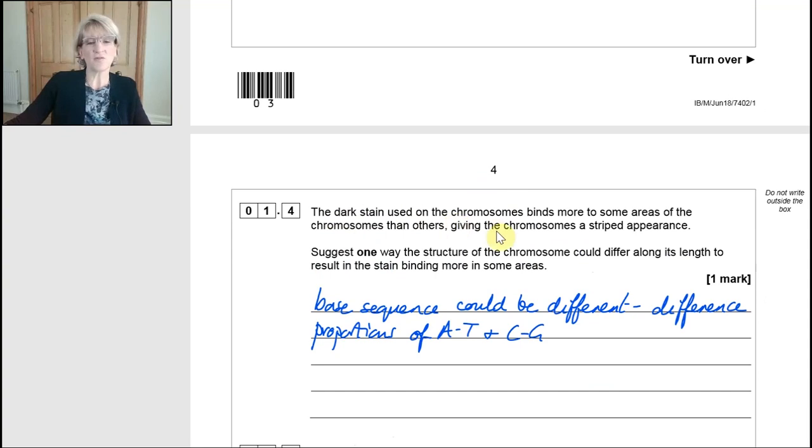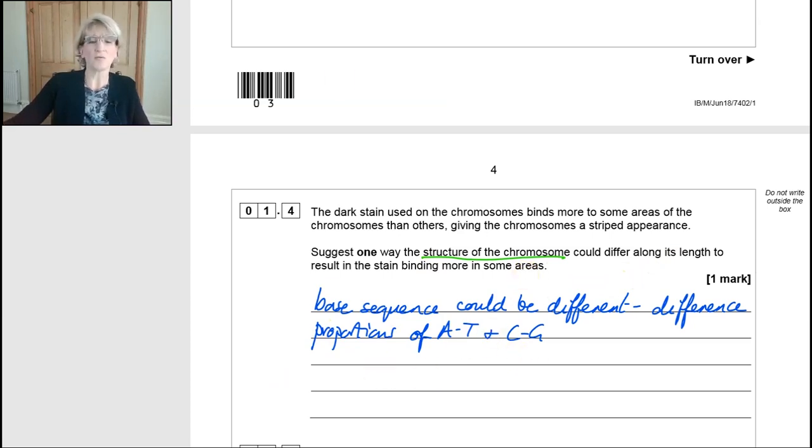Next question 1.4. The stain binds to some areas of the chromosome more than others. Suggest one way the structure of the chromosome could differ to cause that. This is not an obvious answer to me. So I'm kind of going, how does the structure differ? And the only thing I can think of, really, well, there are two things that I could think of, either base sequences or the level of binding to histones.